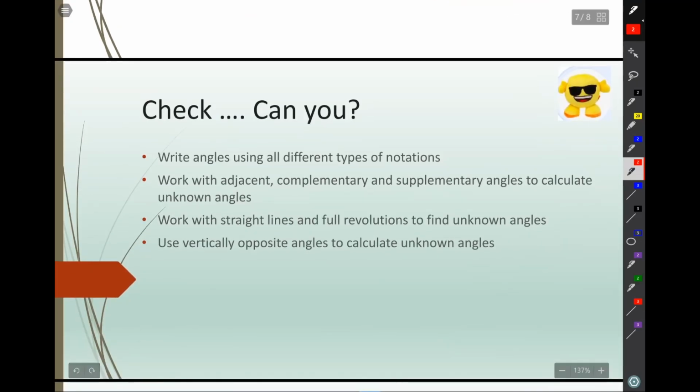Okay, so let's check back in with our success criteria. What we should be able to do after watching this video is write angles using different types of notation. And you're going to now answer a couple of questions using the skills we learned in this video. And then after you've done that, there are going to be 2 more videos for you to learn the skills in the rest of the success criteria. So you can get started on this video's questions.